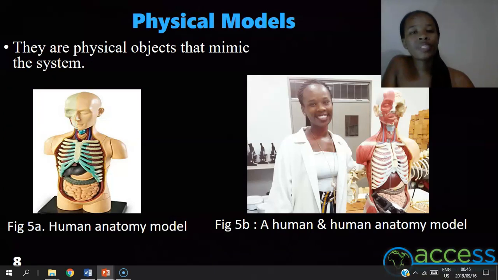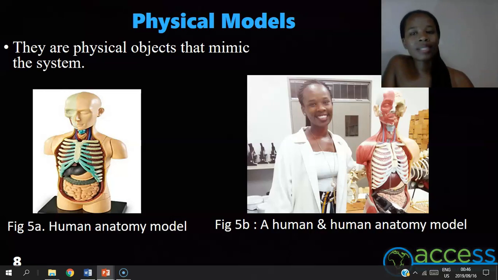When it comes to physical models, it's all about physical objects that mimic the real system, meaning physical models are tangible things, something that you are able to see with your naked eyes and you are able to touch. For instance, if you take a look at figure 5a, we have a human anatomy model, whereas in figure 5b we have a human and a human anatomy model.